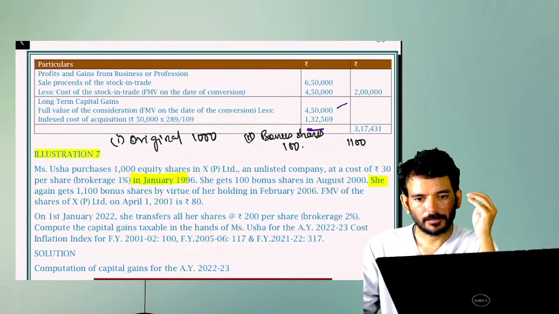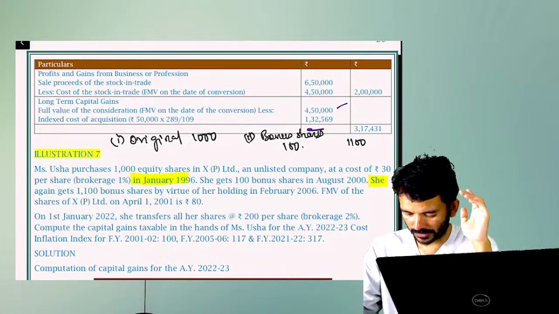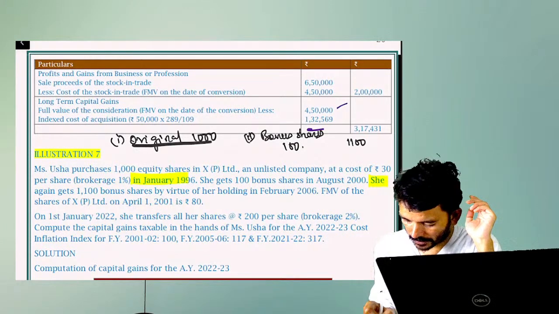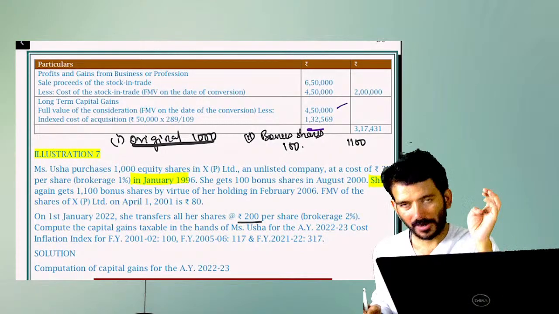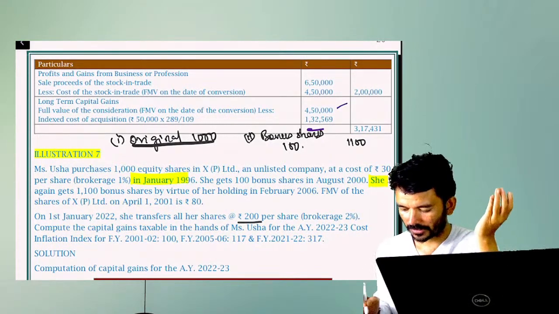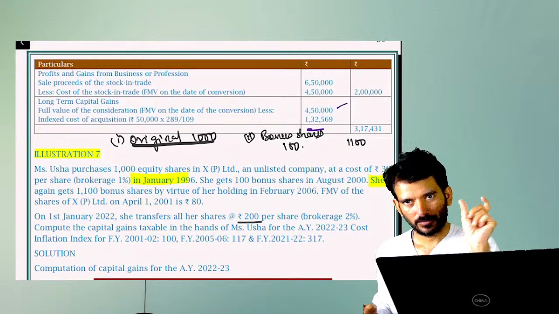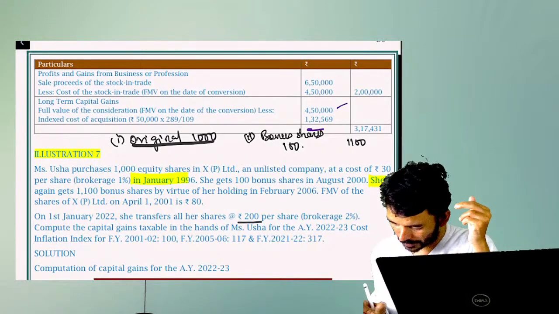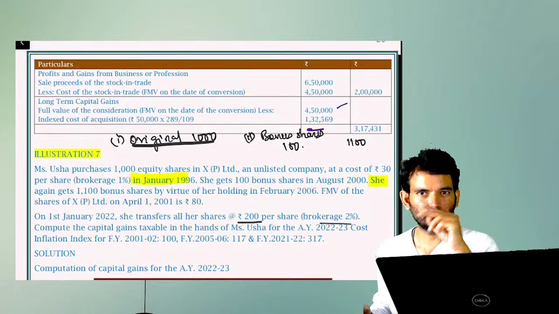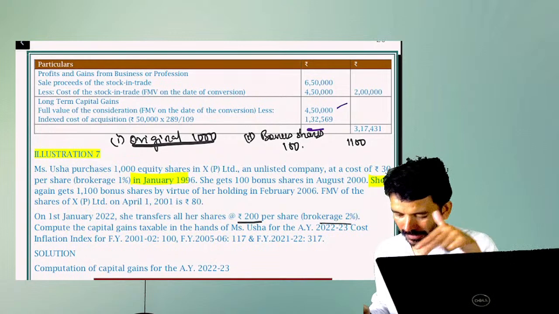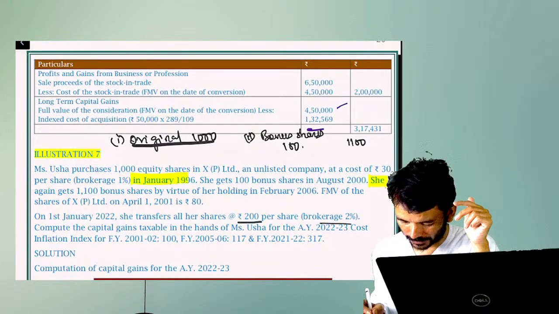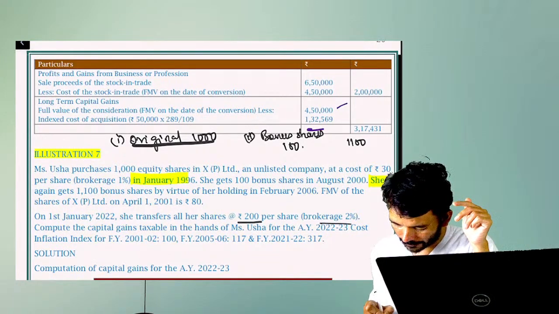No, you had to do it separately for three. First I said for original 1000 you do it separately. See, answer is very simple, guys. 200 per share, right? He is selling 1000 multiplied by 200. So consideration minus a brokerage of 2%. Net consideration minus indexed cost of acquisition, when they bought it in the year 1996.